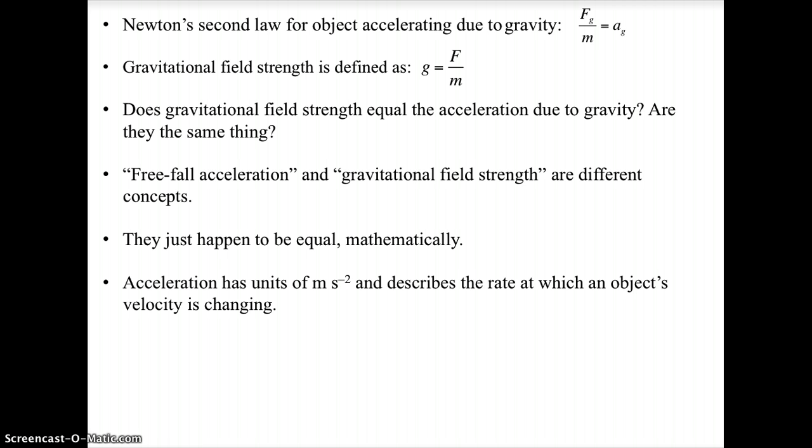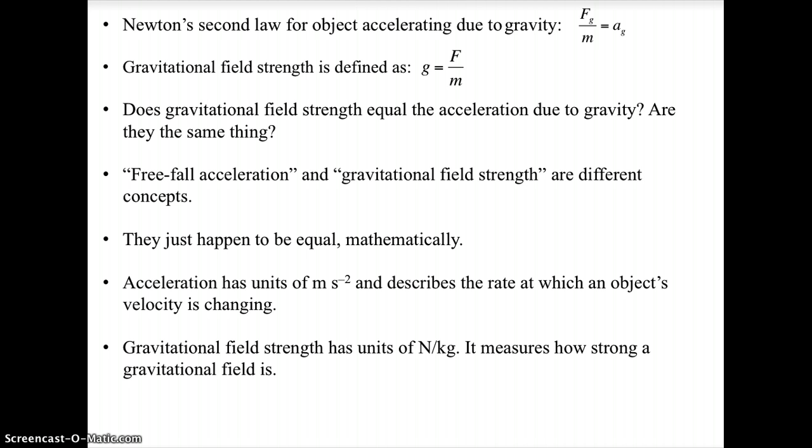First of all, acceleration has units of meters per second squared, and it describes conceptually the rate at which an object's velocity is changing. So in order to have acceleration due to gravity, there must be a falling object. Right? Acceleration describes changing velocity. Gravitational field strength describes something totally different. Its units are newtons per kilogram, and it measures how strong a gravitational field is.